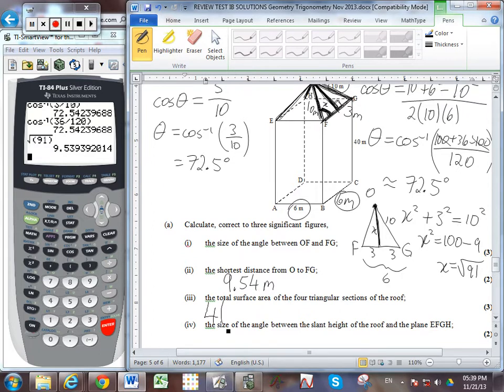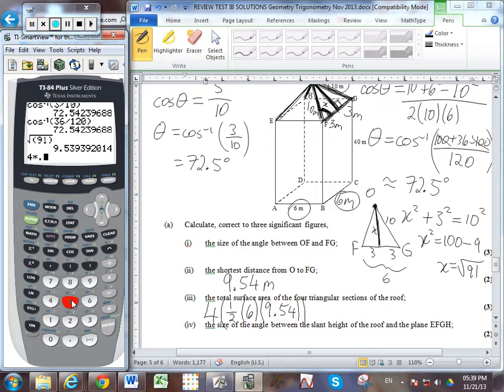So 4 of these triangles, which have all got an area of 1/2 base times height. Now the entire base of the triangle is 6 centimeters. So it's a total of base. And my height of the triangle is this slant height that I had just found in the previous question of 9.54. So let's multiply this out.